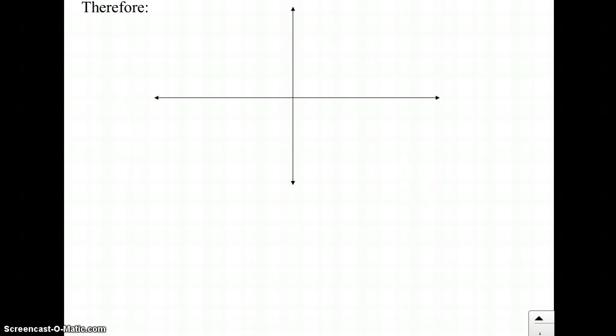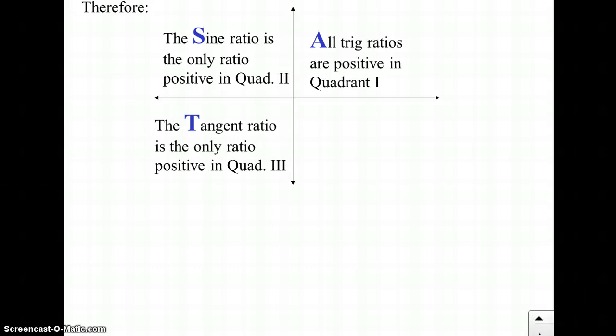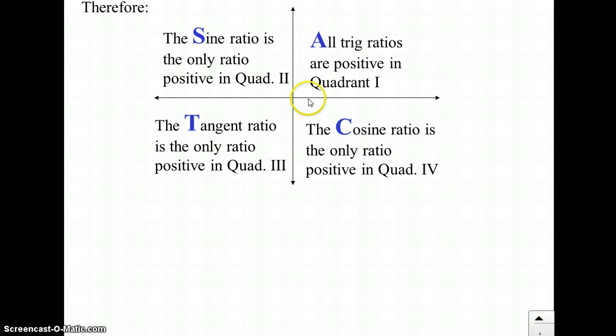Therefore, given a coordinate plane, all trig ratios are positive in quadrant 1, only sine is positive in quadrant 2, only tangent is positive in quadrant 3, and only cosine is positive in quadrant 4. So there's our CAST, C-A-S-T. All right, it tells us where the trig ratios are positive.